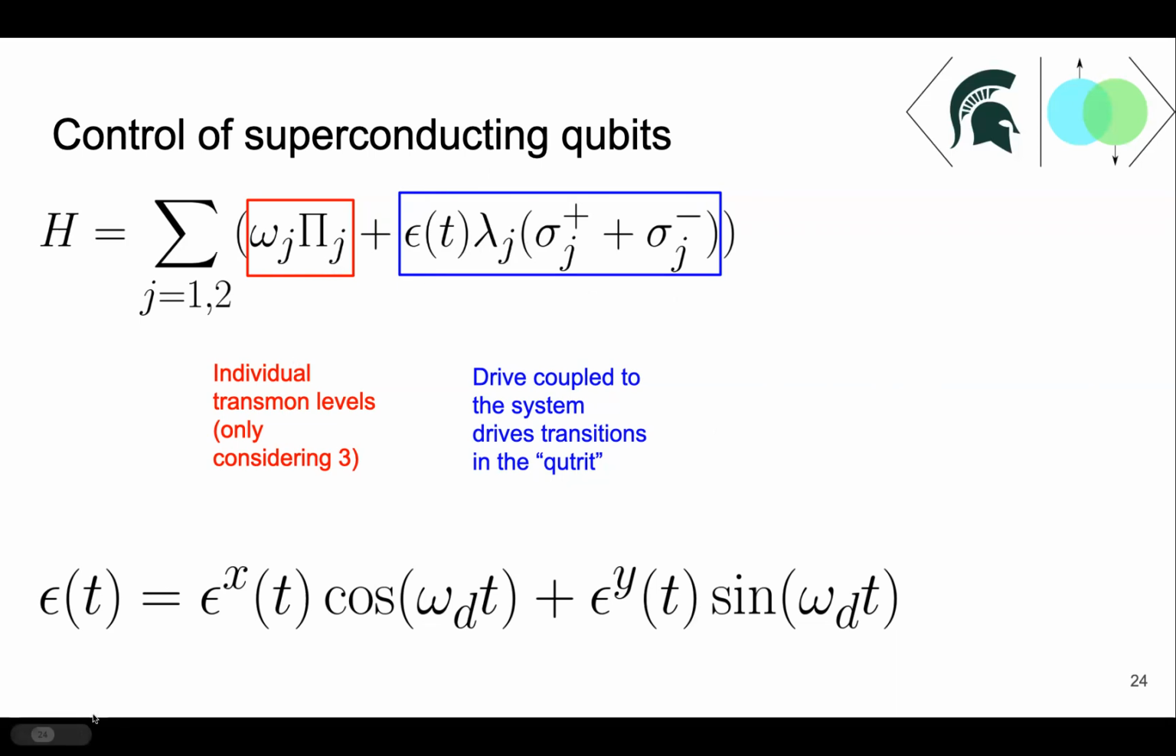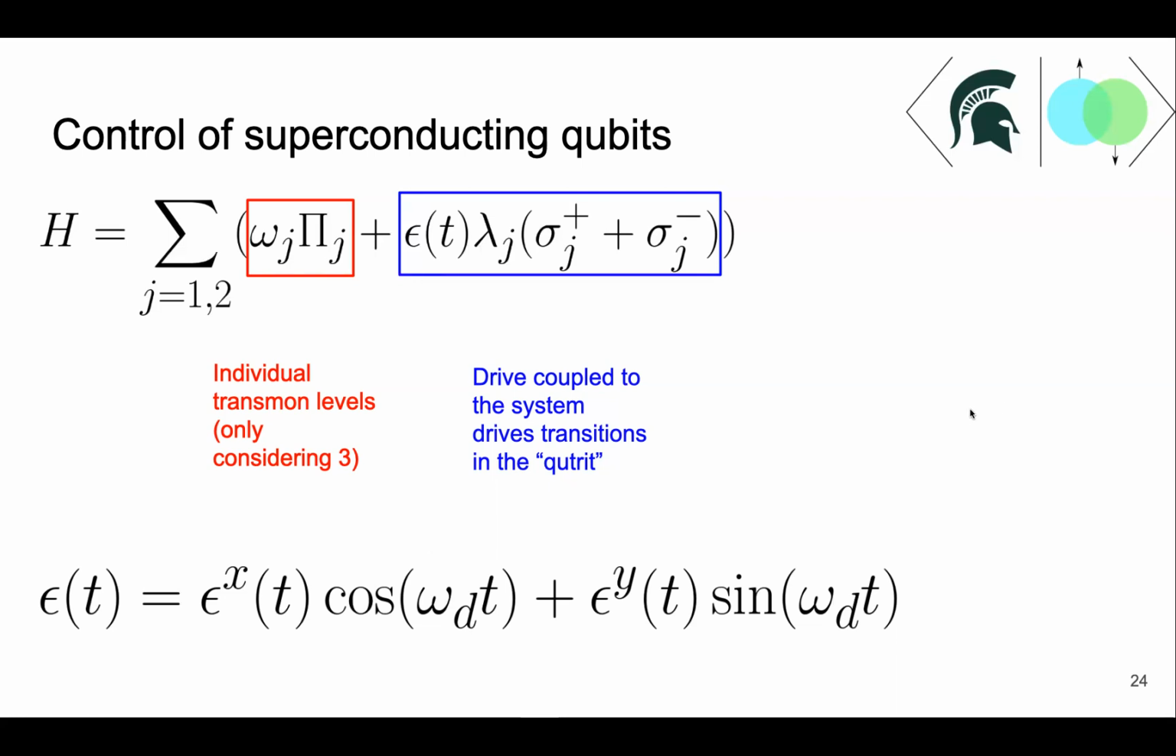the time envelope can be broken down into this component here. So e_x cosine omega d and then e_y sine omega d represents that we can perform independent x and y rotations of the qubit. So in this case, cosine omega d would represent x rotations of the qubit, and sine omega d is just 90 degrees out of phase and represents y rotations to the qubit.